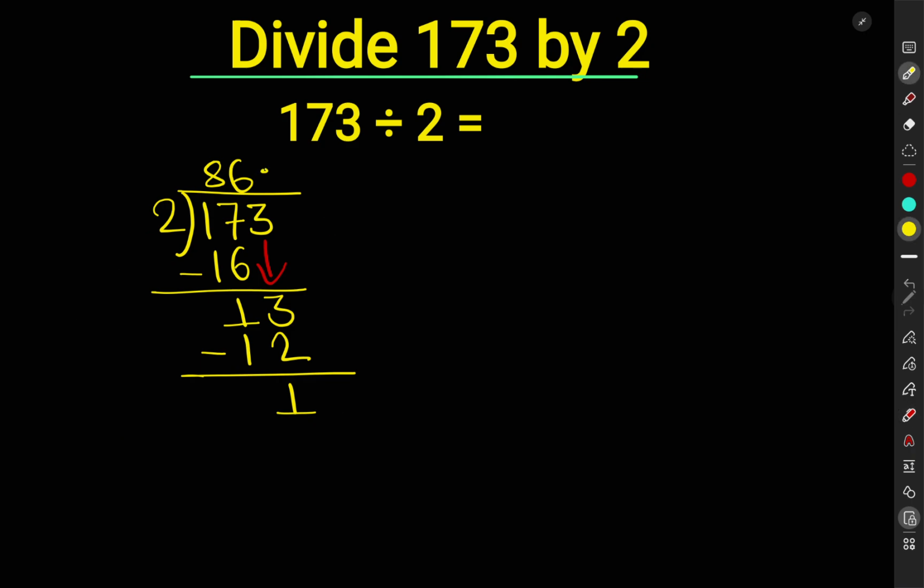So we put a decimal, so that we take 0 and 2 times 5 means 10. On subtracting we got 0. So 173 divided by 2, we got 86.5.